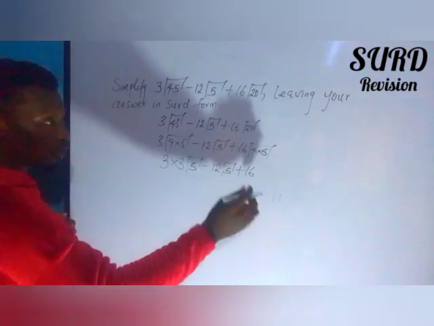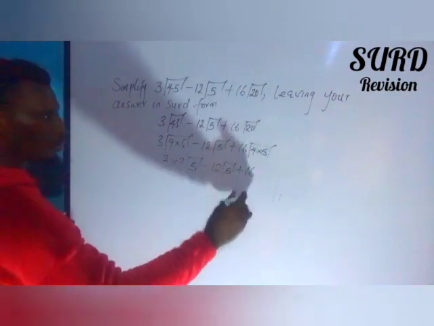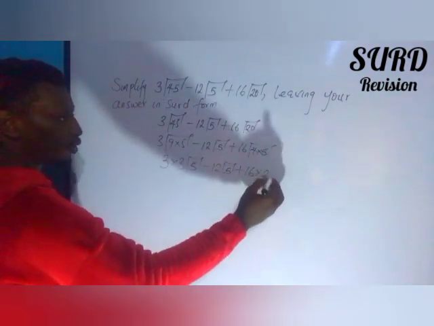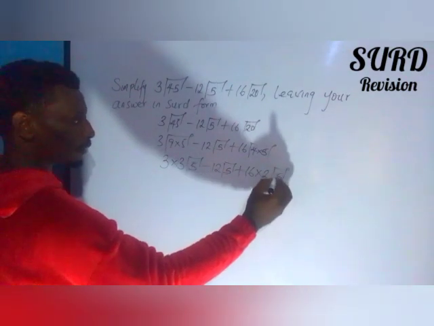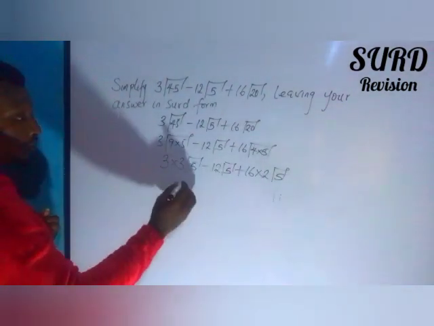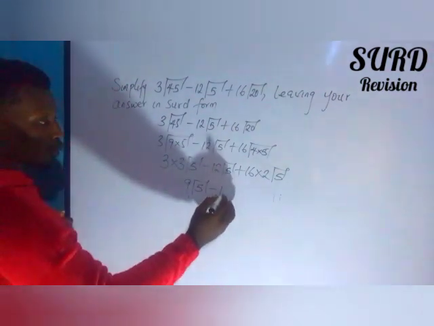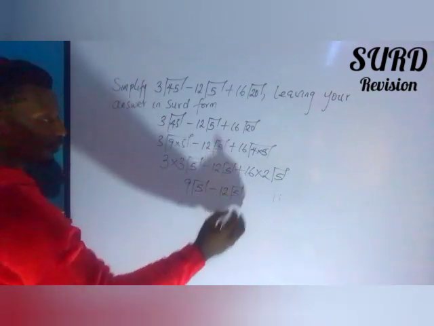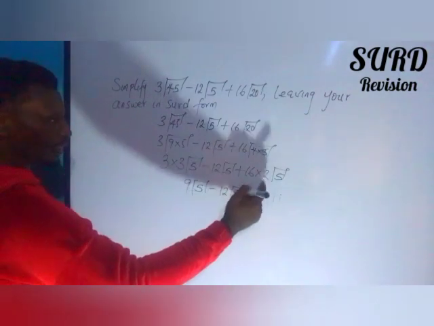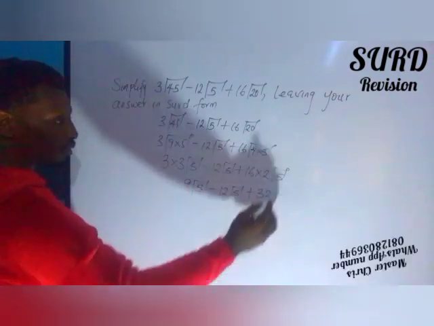Square root of 4 is 2, so the 2 will come out from the square root. That is 16 times 2, followed by surd 5. So 3 times 3 will give us 9 surd 5, minus 12 surd 5, plus 16 times 2 is 32 surd 5.